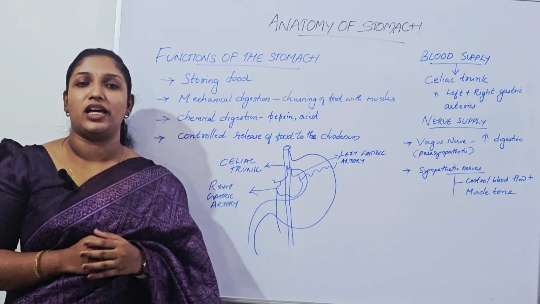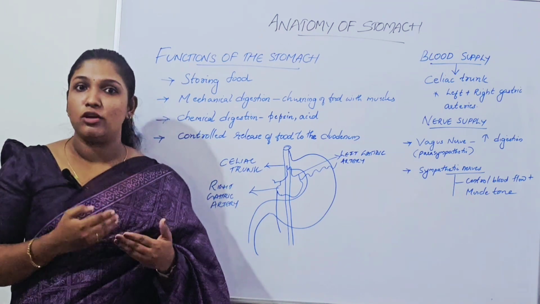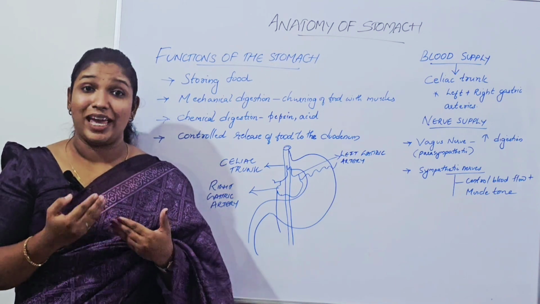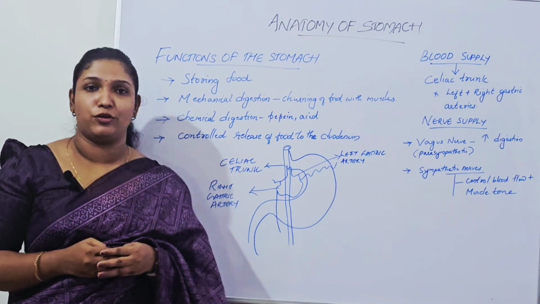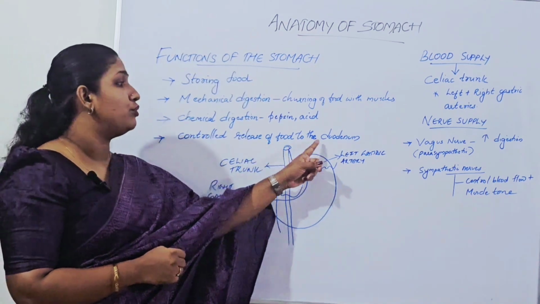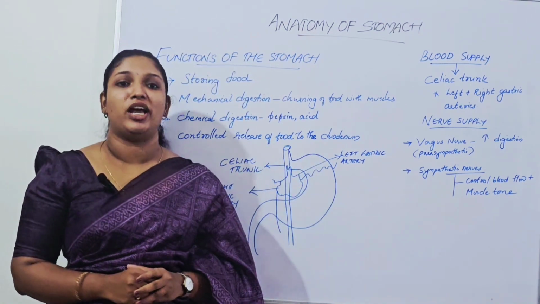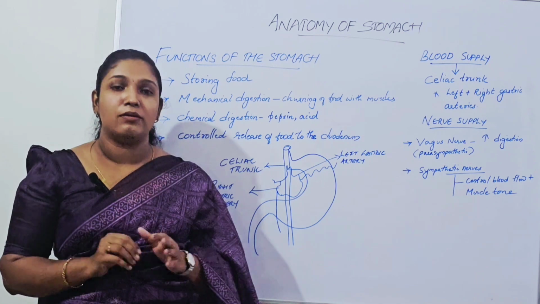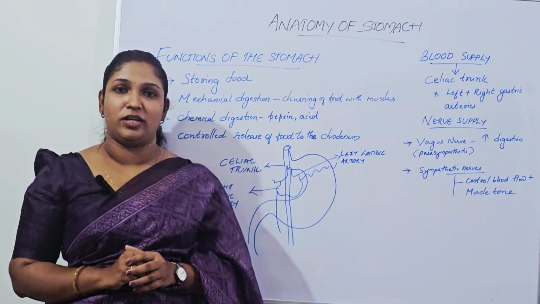Next is chemical digestion. That is the digestion of the food materials with the help of enzymes such as pepsin and hydrochloric acid. And the last one, controlled release of food to the duodenum with the help of the pyloric sphincter. So those are the major functions of the stomach.